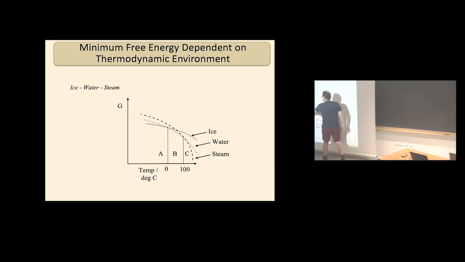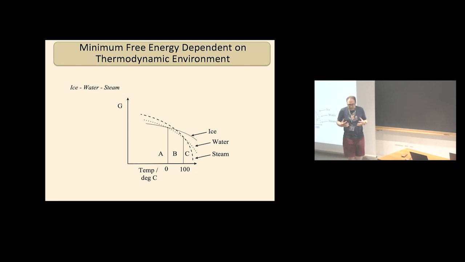So over here, this is the lowest free energy. It's associated with ice for low temperatures. Then all of a sudden you reach a critical point where the lowest free energy is now taken over by water. Okay, so it's water between 0 and 100. And then at 100 degrees centigrade, the gas phase takes over as the lowest available free energy state, and so it will spontaneously change into a gas.